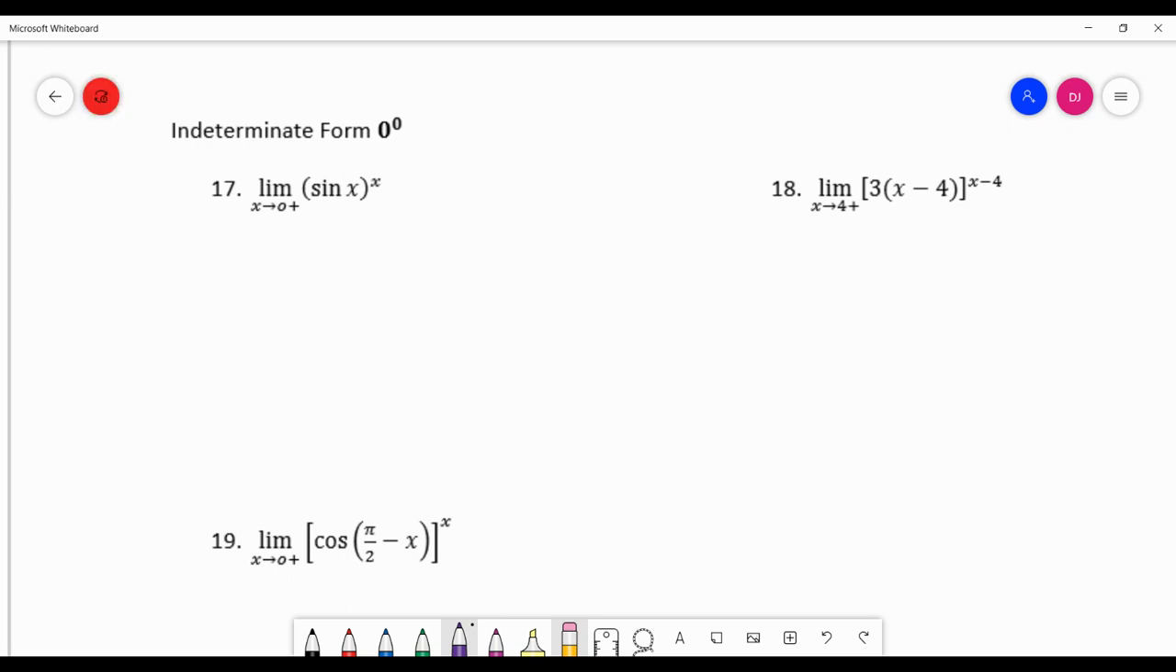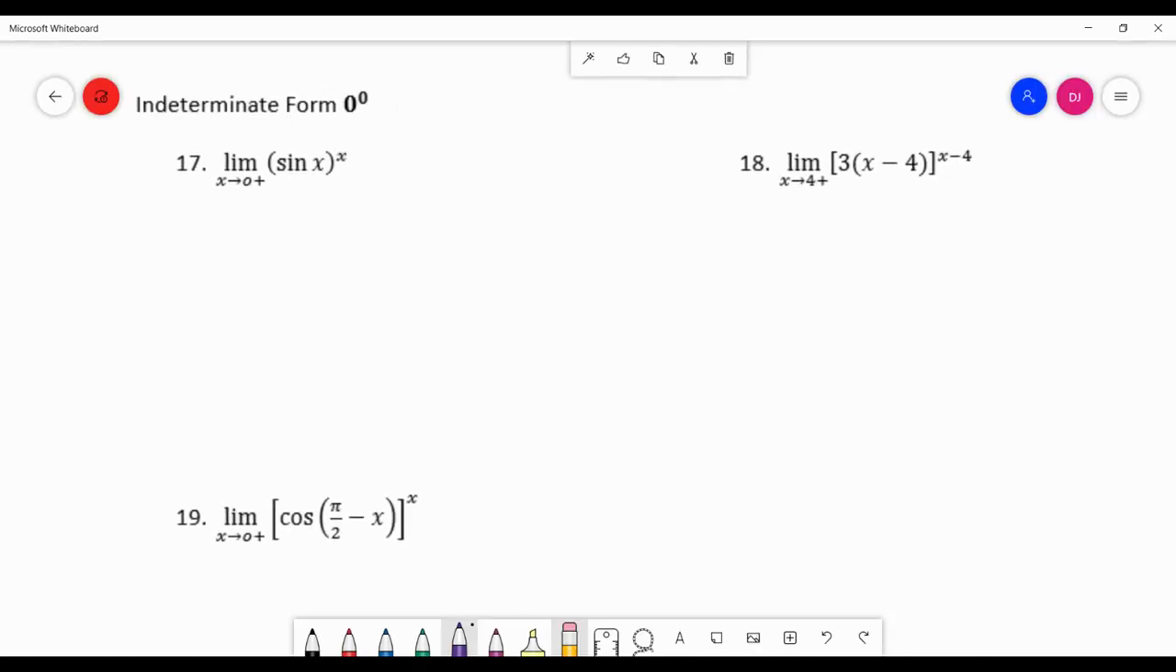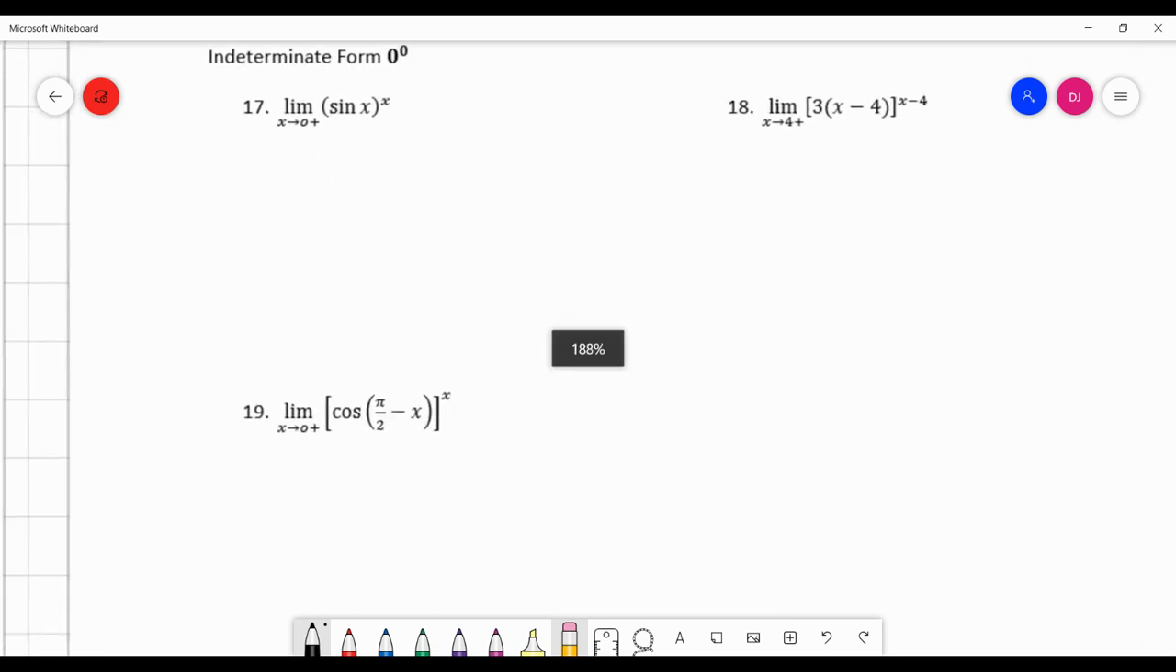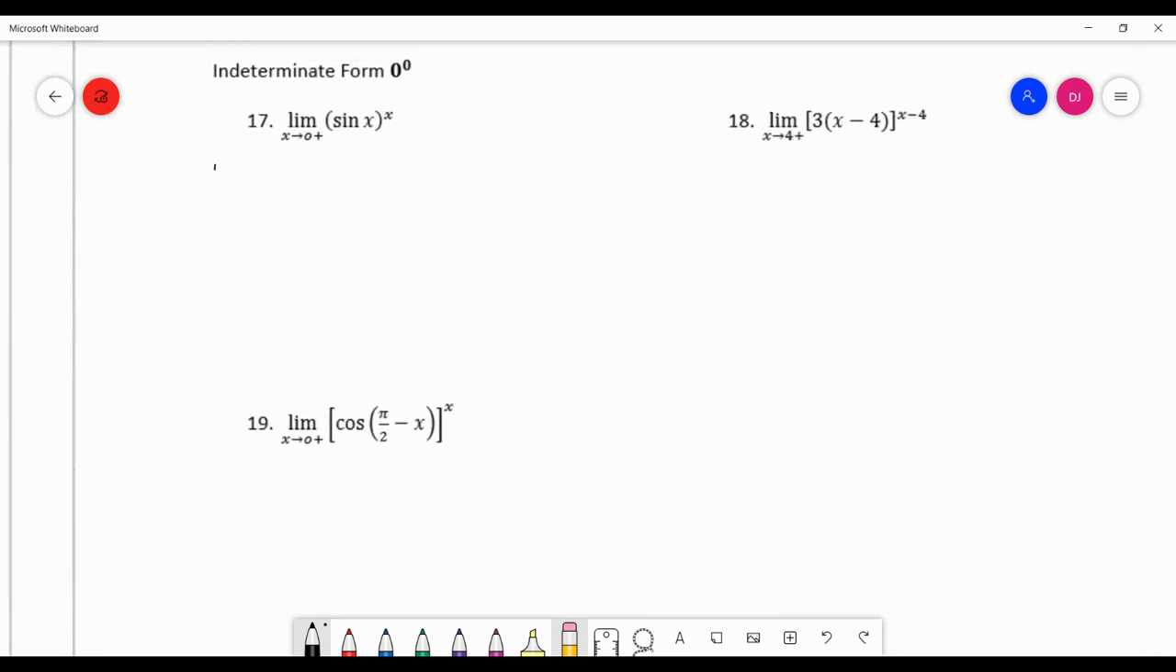I've got 3 examples. I probably am not going to do all 3, simply because I handle all 3 of them the same way. So for number 17, we're going to let y equal the limit as x approaches 0 from the right of the sine of x to the x. To get the function x out of the exponent, we're going to have to use logarithms. That's the whole purpose of logarithms. That's what they accomplish. So I'm going to take the natural log of both sides.